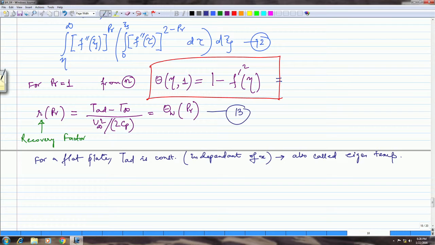And for a flat plate, the adiabatic wall temperature is constant, meaning it is independent of x, and hence it is also called eigentemperature. So this is where we stopped. Let us continue from there.